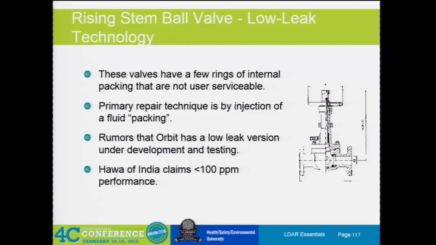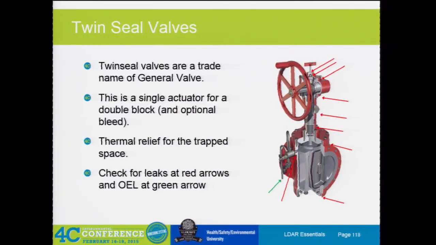So like I said, I think these are the same as an Orbit valve. I just think Orbit's the name of a company that makes them and it's kind of stuck on. So let's see, these valves have a few rings of internal packing, just like a gate valve would. Primary repair technique is by injecting a fluid packing. Rumors that Orbit has a low leak version is under development and testing. So again, you're not going to be able to find a low leak one yet. I don't know why we changed the name from Orbit to Rising Stem and then called it Orbit again, but we did. Twin seal valve.